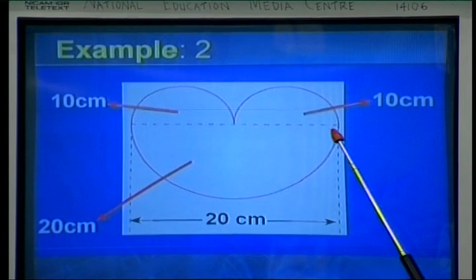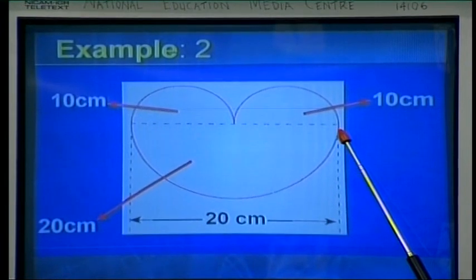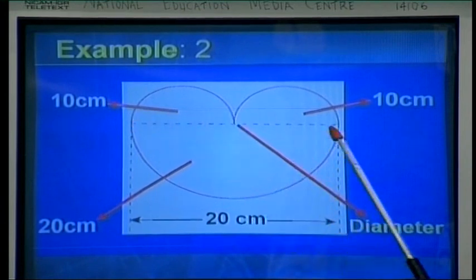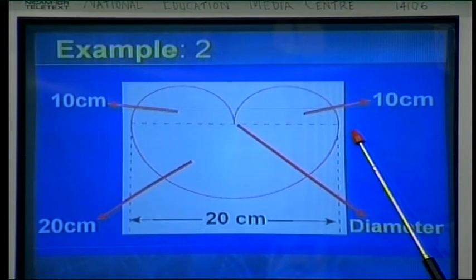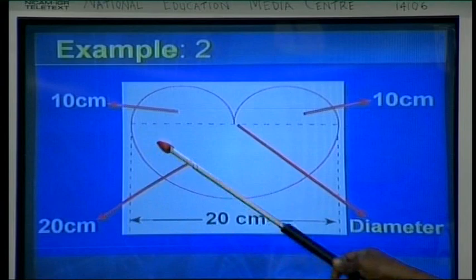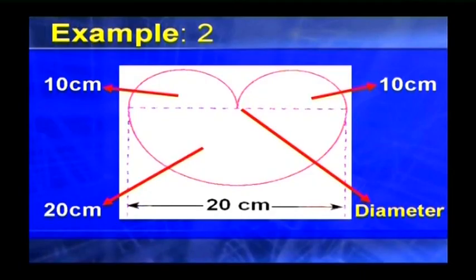This line represents the diameter. So don't forget, this line represents the diameter and not the perimeter. Unless you add all the measurements around this shape here, then you are trying to find the perimeter of the shape.